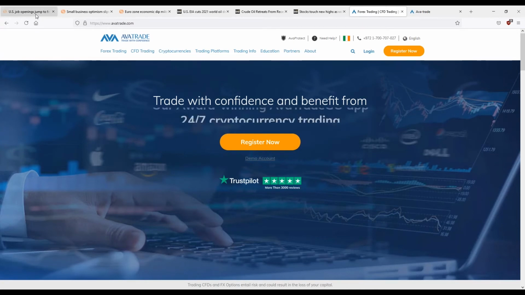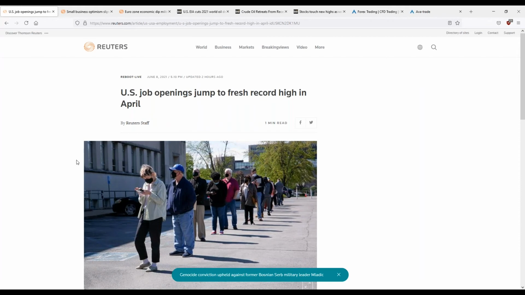And so what are the headlines, the fundamental news that's out today, so we can get a feel for which way we think the wind is blowing today in terms of the sentiment. US job openings jumped to fresh record high in April. That sounds like good news. Okay. It always helps if there are record high job openings.